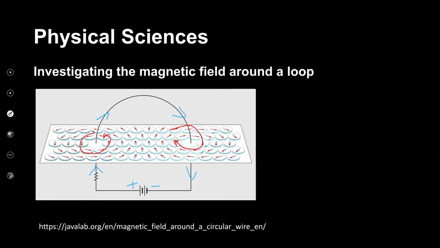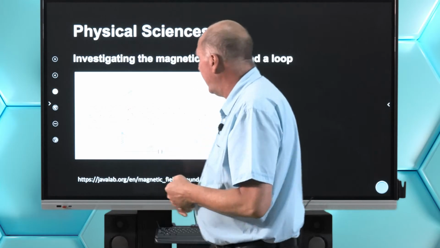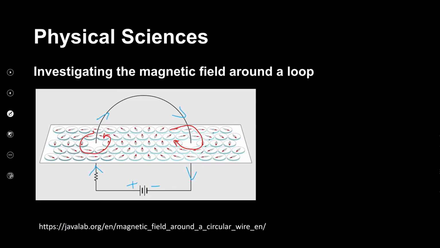Now that we've looked at that, let's take a different view of it, and let's just slow down and have a look at how we represent this magnetic field around a loop or bent piece of wire.